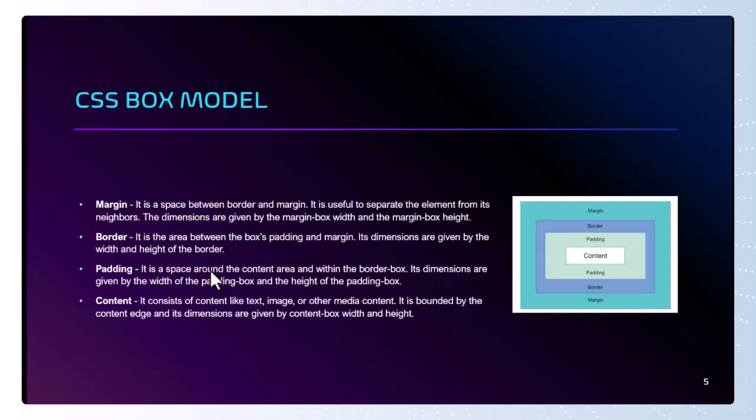The padding is the space around the content and within the border box, and its dimensions are given by the width of the padding box and the height of the padding box. The content consists of text, images, or other media content, and it's bounded by the content edge, and its dimensions are given by the content box width and height.